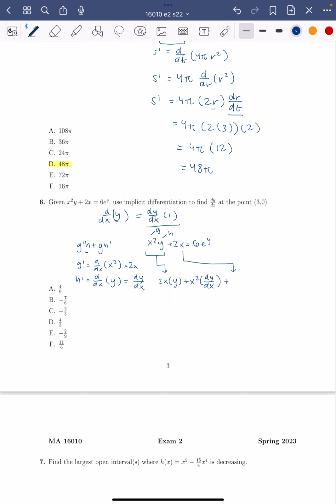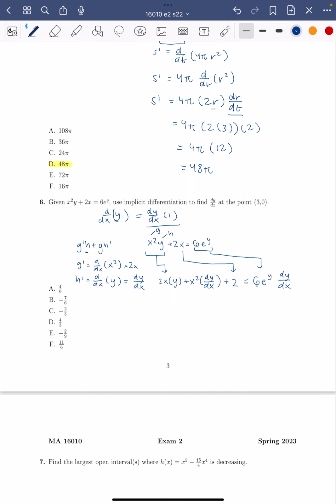plus we want the derivative of this. This is super simple. It's with respect to x. Derivative of 2x is just 2, equals, and then this last part right here, we have a constant. That will just be super simple. We take out the constant, so 6. Derivative of e to the y is e to the y, and then times dy dx, again, because we don't know how y is in terms of x.